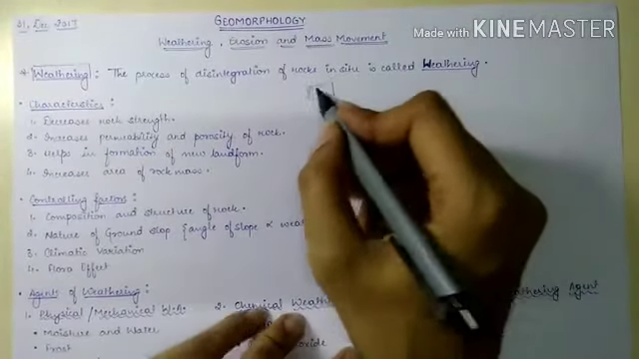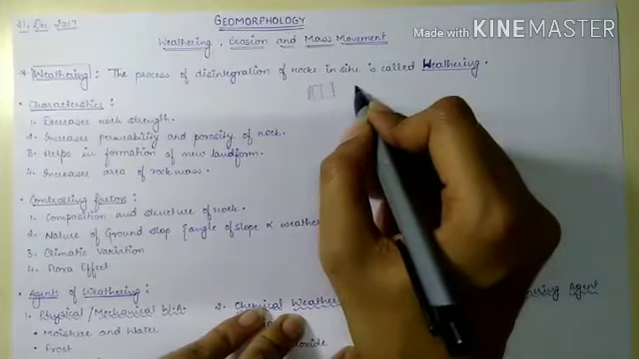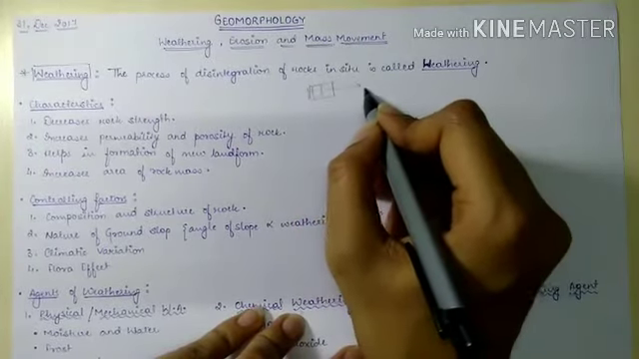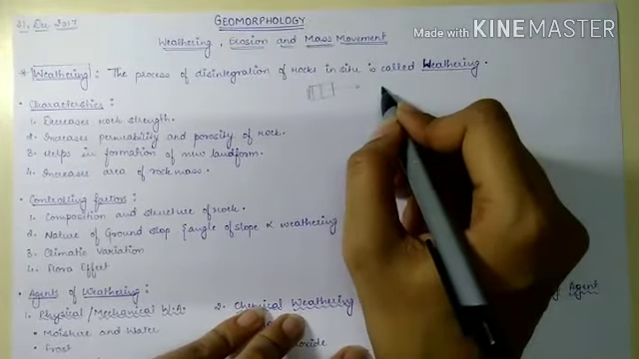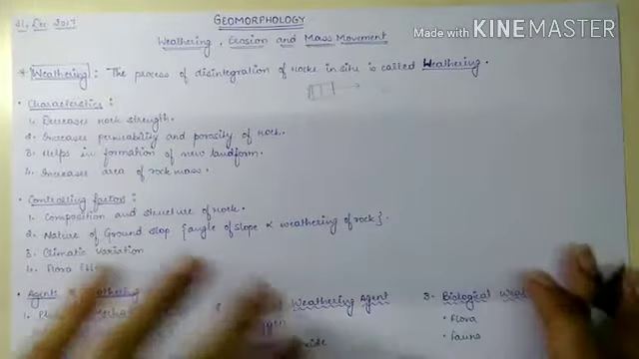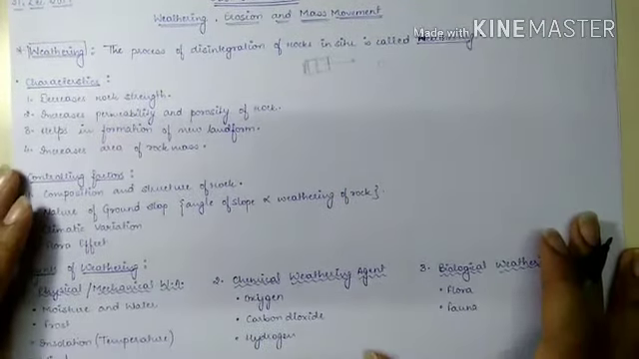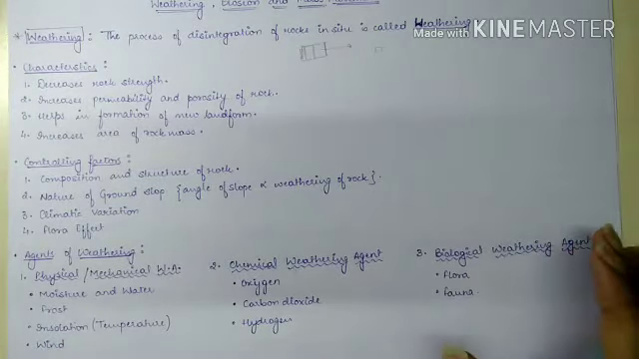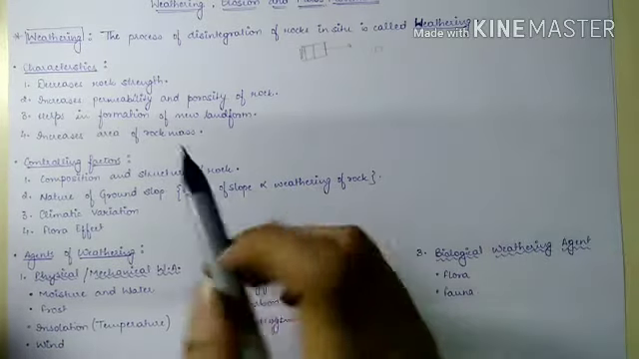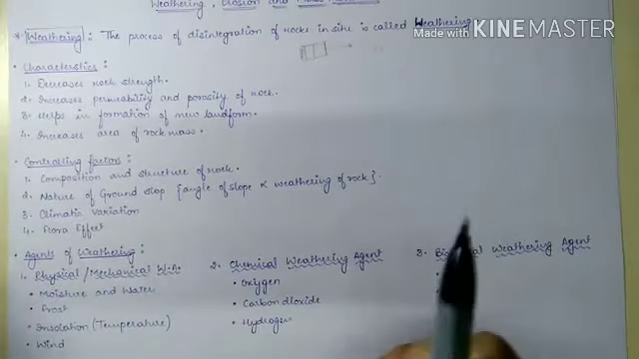And when these disintegrated particles are eroded away or transported away to another place, this is known as erosion. So that's the basic difference between weathering and erosion. So weathering is simply a process of disintegration of rock in situ.